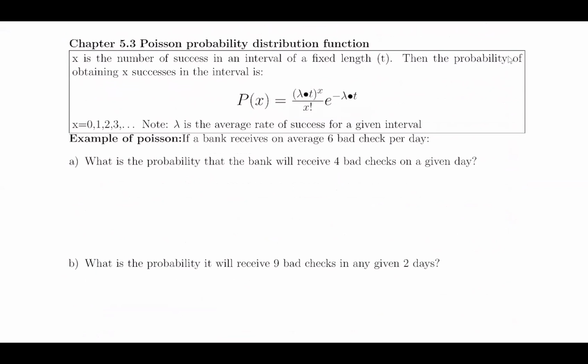Cool. All right, so up next we're going to 5.3. So for 5.3, it's going to be the Poisson distribution.